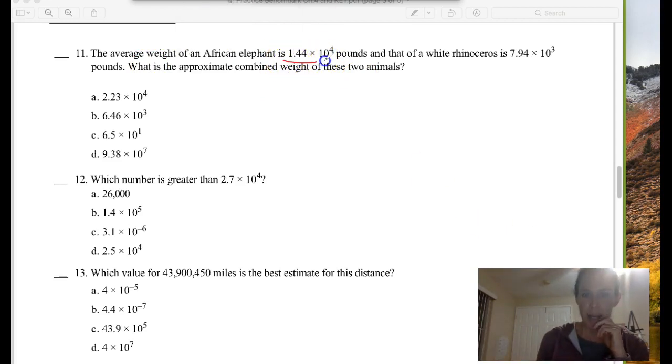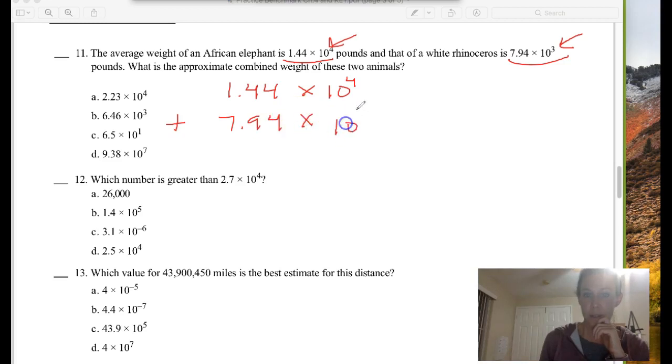In order to add anything in exponential notation, you have to have the same exponent here, or you cannot add. So if I have 1.44 times 10 to the 4th, and I want to add 7.94 times 10 to the 3rd, I can't add these because these decimals technically don't line up because of these. This is going to actually move my decimal over 4 places. That would move my decimal over 3 places, and then my decimals actually would not be lining up. These have to be identical. So I need to either make this be 10 to the 3rd or make this be 10 to the 4th.